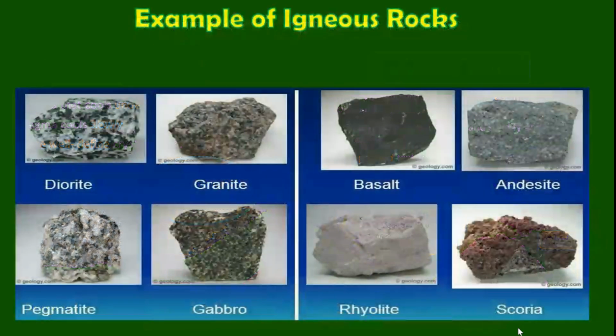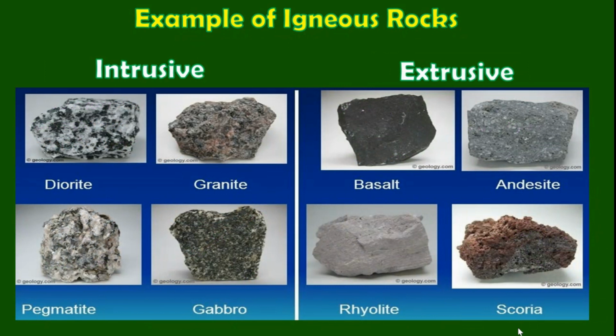Here are some examples of igneous rocks. For intrusive: diorite, granite, pegmatite, gabbro. For extrusive: basalt, andesite, rhyolite, and scoria.